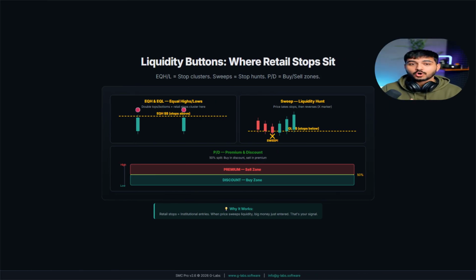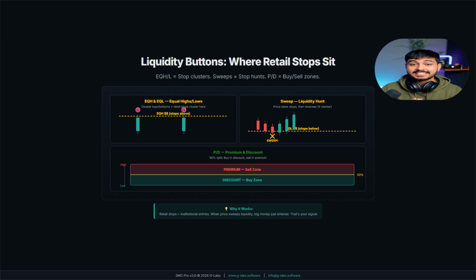Liquidity buttons show where retail stops cluster. EQH and EQL, equal highs and equal lows. These are double tops and double bottoms. Retail traders put their stops just above or below these levels. That's where institutions hunt. Sweeps show when price takes out those stops, then reverses, marked with a bold X. This is one of the highest probability setups. A sweep followed by a CHoCH is textbook.